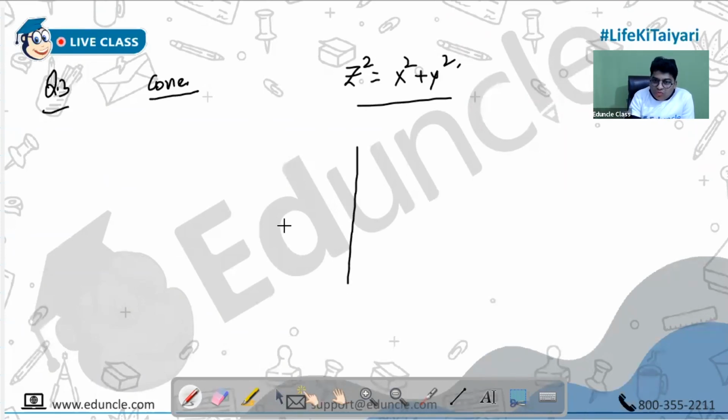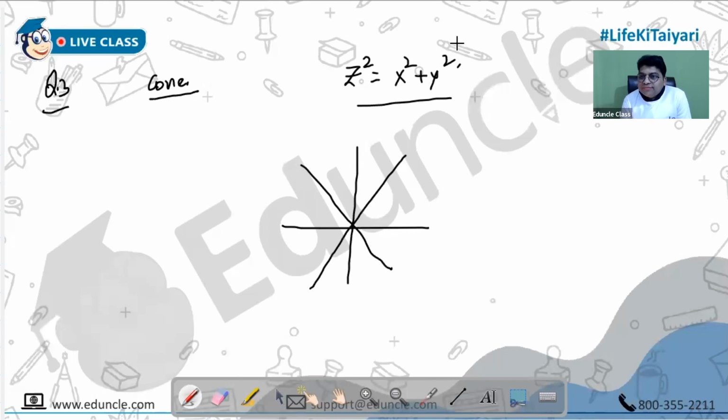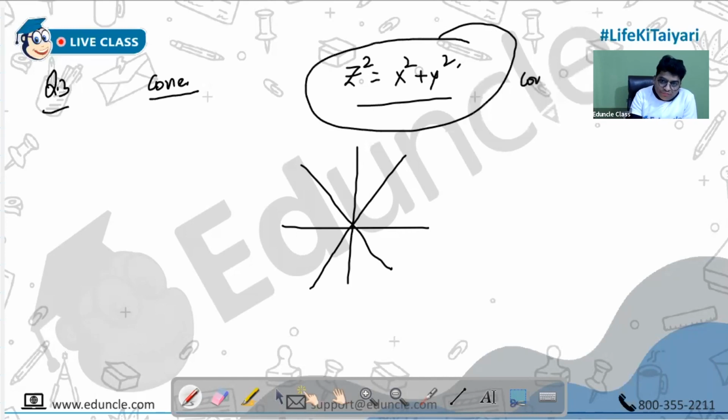y equal to 0, this kind of line will be there, right? Because z square is equal to x square, z is equal to plus minus x. So in the y is equal to 0 plane, you will have some line, then further line, then further line. So whatever cone you take, the cone equation is this one. This is called cone.